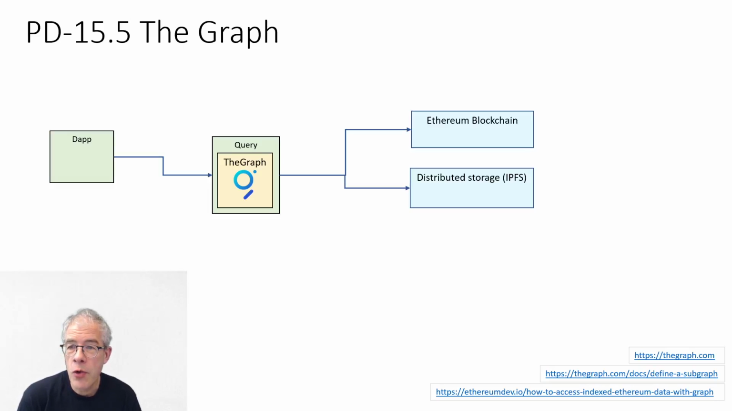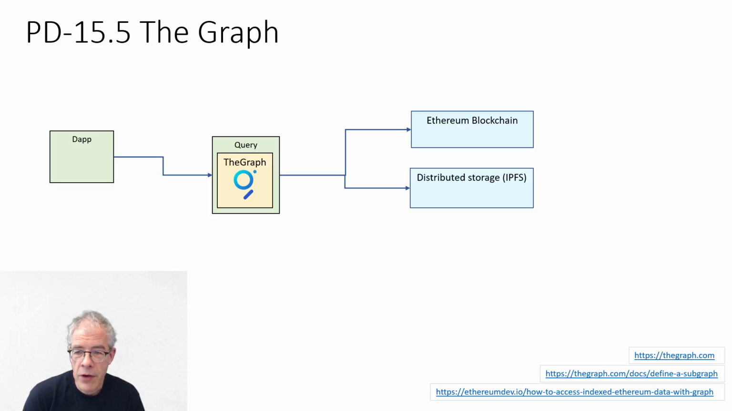The next part we're going to look into is called The Graph. The Graph is a project that is actually a performance optimization. As you can see in this picture, when you have your DApp and you want to interact with the blockchain and/or IPFS, normally it can be relatively slow if you want to retrieve a lot of data.